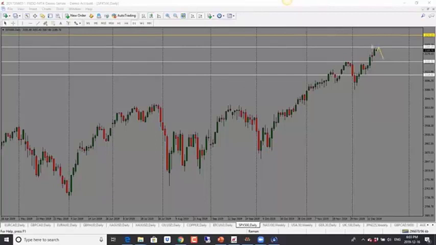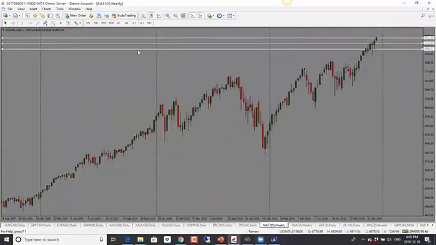So as long as price stays below 3,200, we could see a drop. For it to continue, we do need to see a break and a continuation here. But for now, bias is bullish. 30 to 35 is the target to the upside.